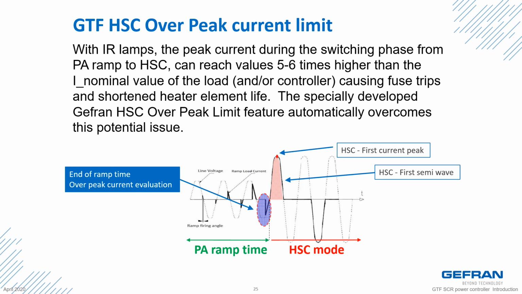The GTF power controller has an overpeak current limit when using the half single cycle firing mode. The overpeak current limit function keeps the infrared heater from being exposed to very high currents at the end of the soft start ramp at the beginning of the complete half cycle wave. This feature increases lamp heater life and eliminates peak overcurrent fuse trips.